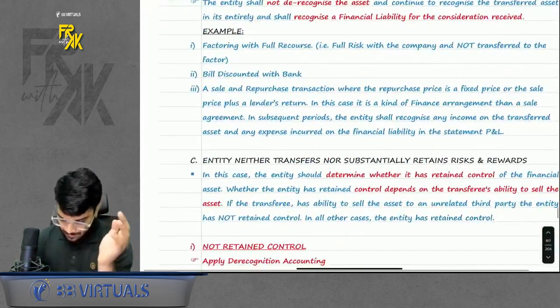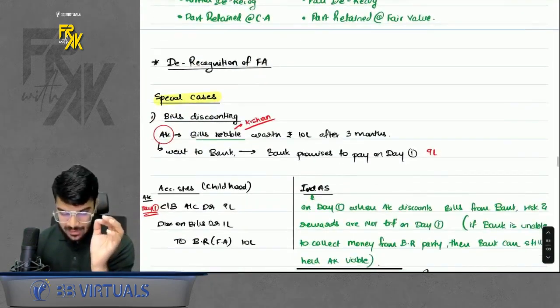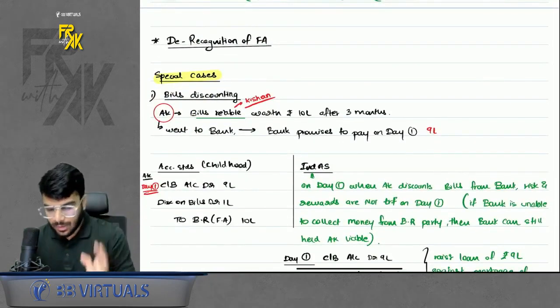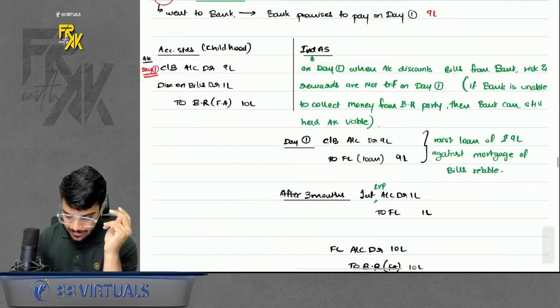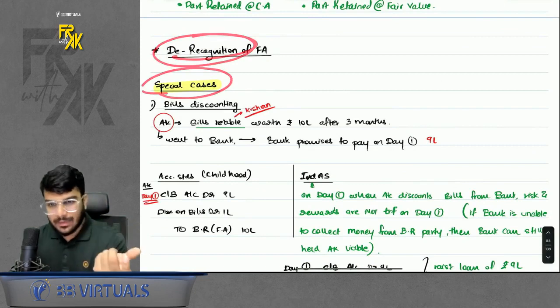Anyways, done with this. Yes, perfect. So this was the derecognition of financial asset, the main portion. Now there is one more concept which we have to discuss under derecognition, and that is some special cases I mentioned. Let's discuss them.